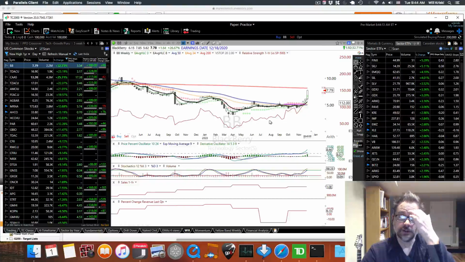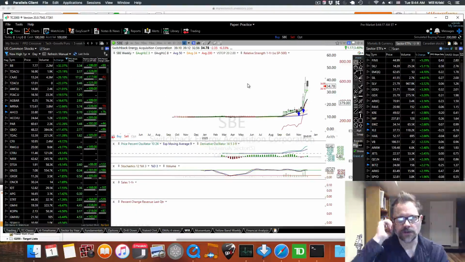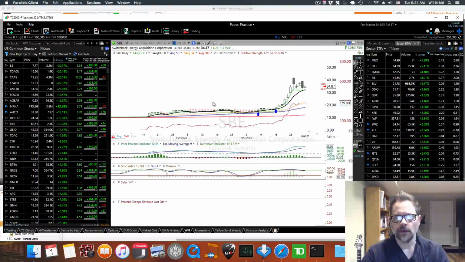One thing I wanted to mention with certain stocks, Switchback Energy, when you start going parabolic like this, you're definitely going to get a pullback. So you can see here, this is a daily chart. We came up, it starts going vertical, and then you have this pullback, and then you want to see if it's going to support at this point and start to go up again.